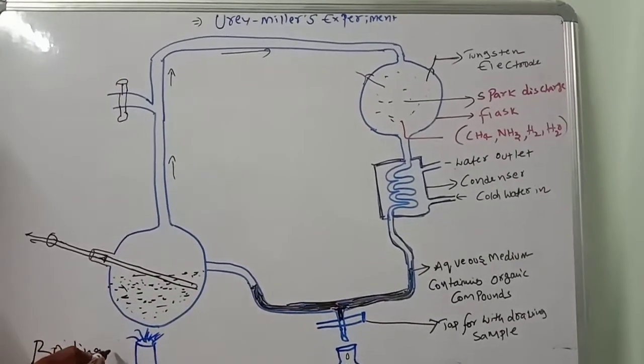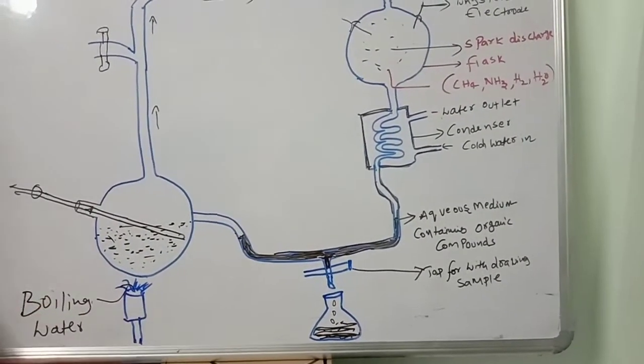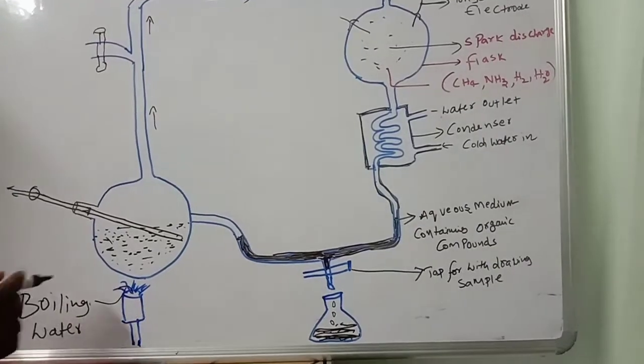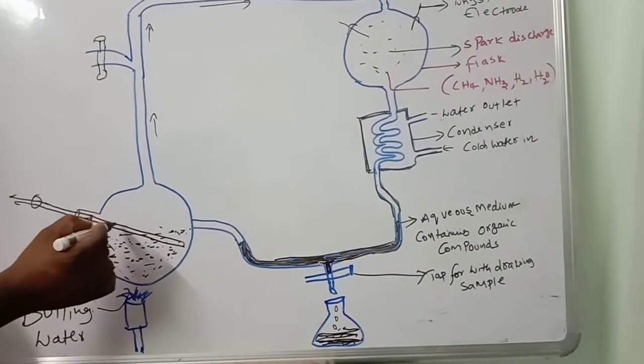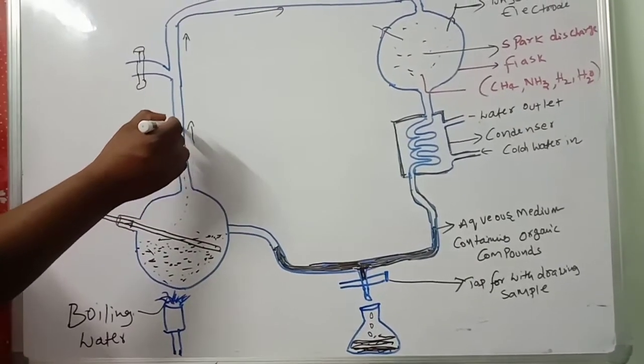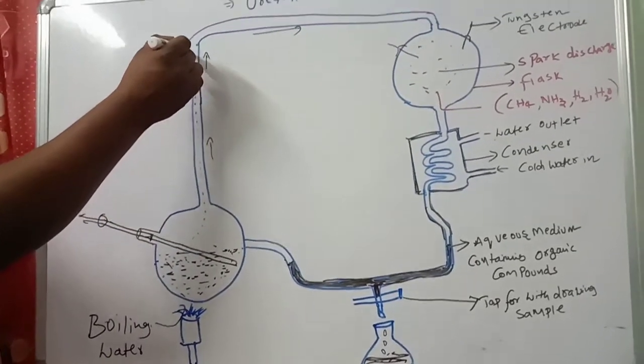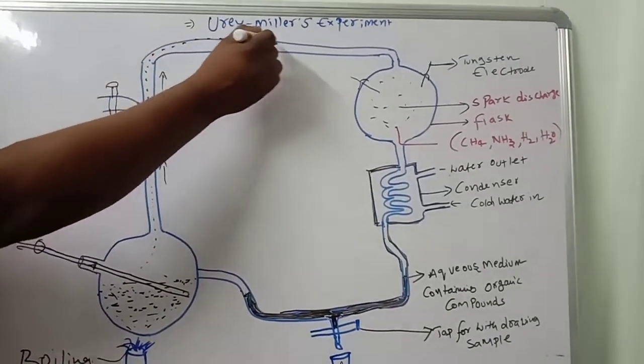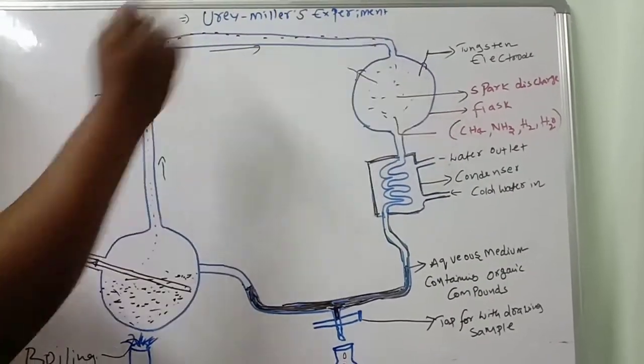This water he boiled with the Bunsen burner or spirit lamp. He used that one, he boiled the water. Then the water boiled, what will happen? The water vapor will move in this direction, right? In this direction it will move and it will go here.